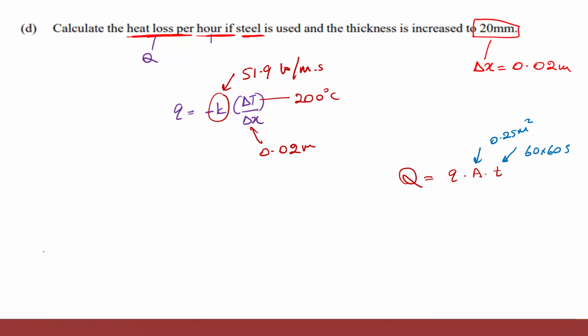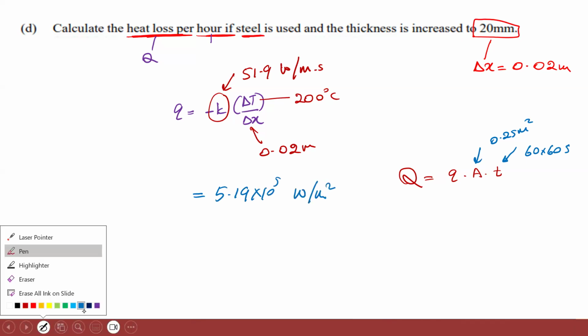But what do we get for the heat flux? It will be less because if it has to travel longer, it's less. So that will be half, yes, half, isn't it? So that will be 5.19 times 10 to the 5. Do we all get this? And capital Q is what?